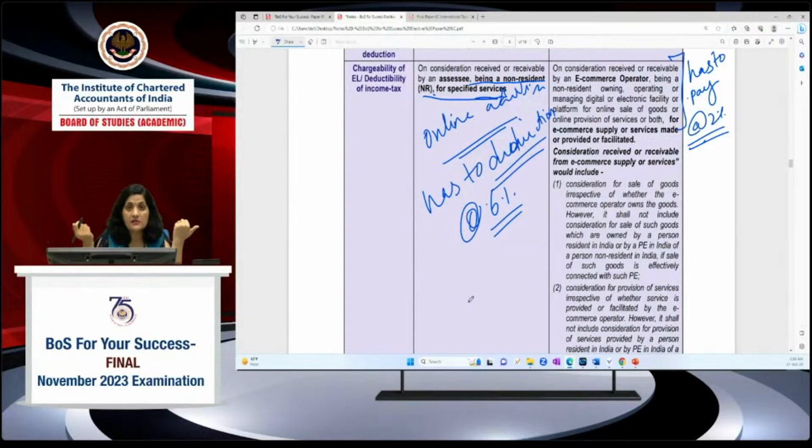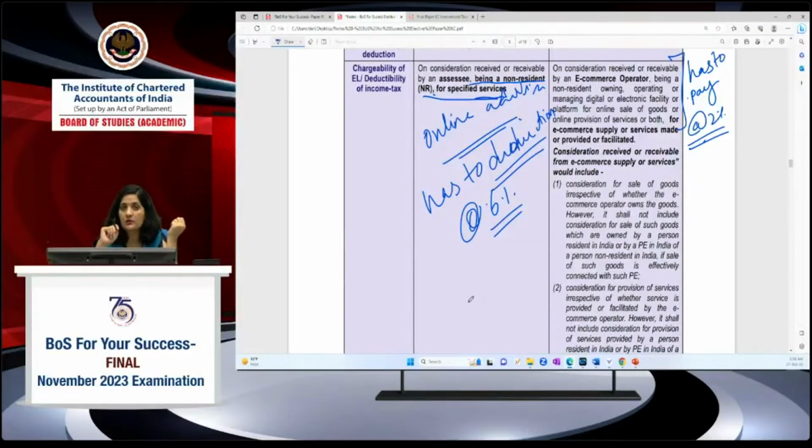Whichever is beneficial, of course, you have to see whatever the rates are beneficial, you have to apply. While determining the TDS, you are going to determine whether TDS is attracted or not. First, what do you have to see? Is it taxable in India or not?